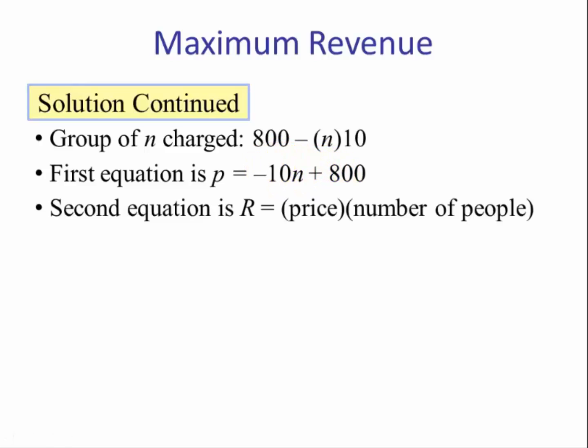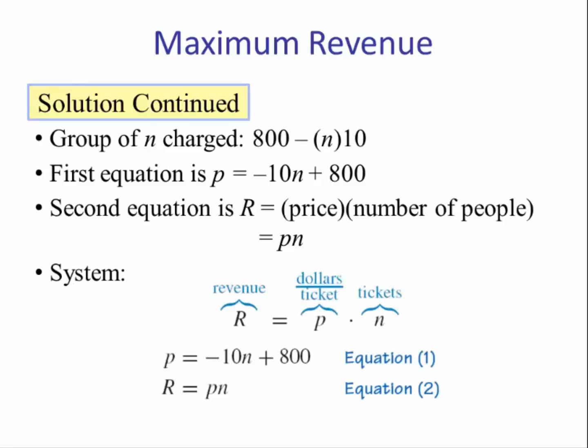The second equation is revenue. Revenue is equal to the price times the number of people, or using variables, we would say P times n. So our system would be revenue equals P times n, and we have our system. Our first equation and then our second equation.